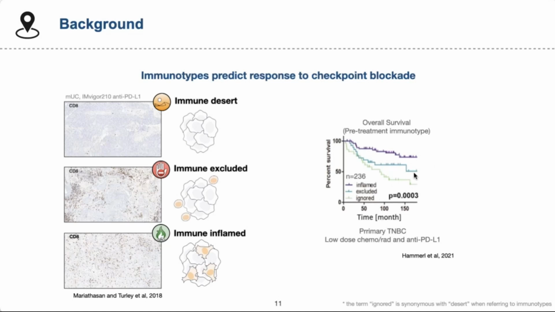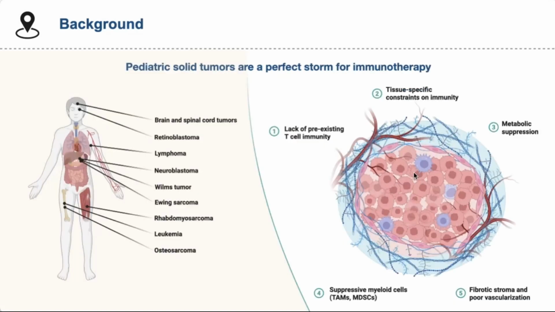Across many solid tumor types, these excluded and desert immunotypes are common, and we lack effective strategies to address them. The situation is even more complex in pediatric solid tumors, which represent an entire category of disease largely unaddressed by current immunotherapies. Many pediatric solid tumors lack pre-existing T cell immunity altogether, which is one reason why checkpoint inhibitors have not been widely adopted in children.